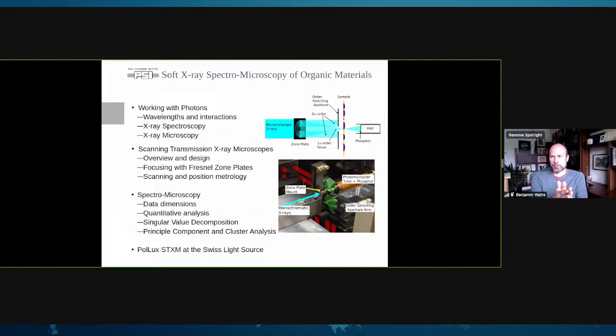So the talk today will be about the spectromicroscopy of organic materials. So we're combining spectroscopy and microscopy to learn about the materials that make up our sample. We'll talk a bit about things in general to begin with. Then we'll talk about how a scanning transmission X-ray microscope works. And then we talk a bit about what we can do with the data to really tease out all of those details that we want to learn about our samples. And then just quickly talk a little bit about the STXM.